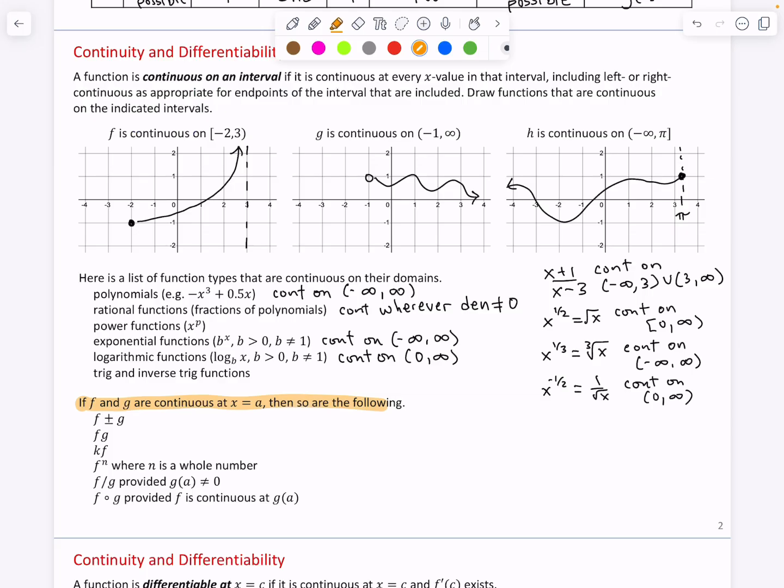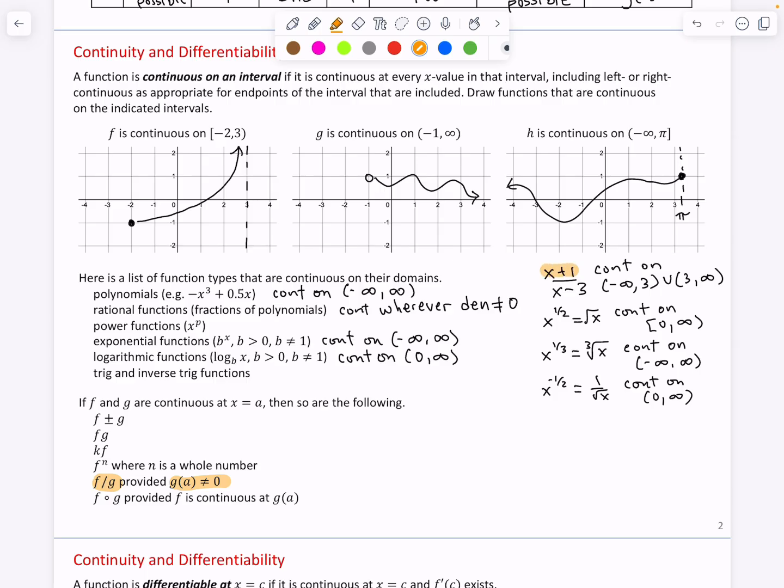Now, if you have two functions f and g that are continuous at x equals a, then if you add or subtract them, you still have a continuous function at a. If you multiply them, still continuous. If you multiply the function by a constant k, still continuous at x equals a. If you raise a continuous function to a whole number power, the result will still be continuous at x equals a. If you divide two continuous functions, the result will be continuous provided g of a is non-zero.